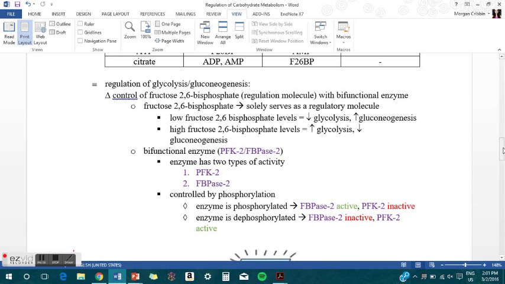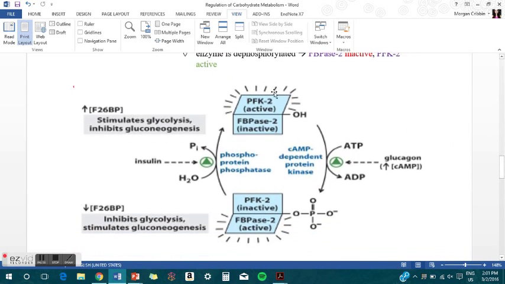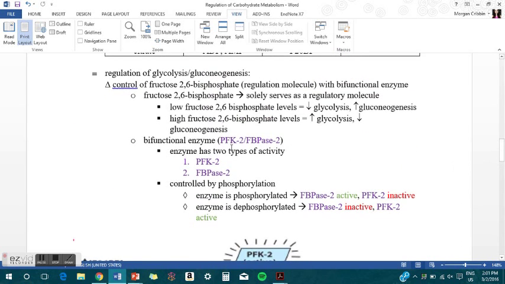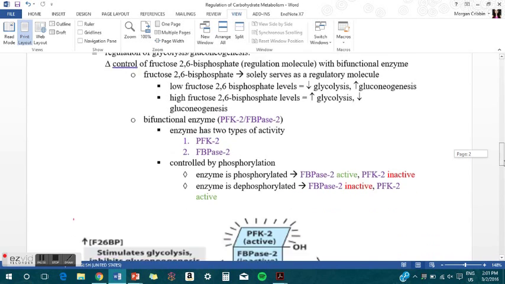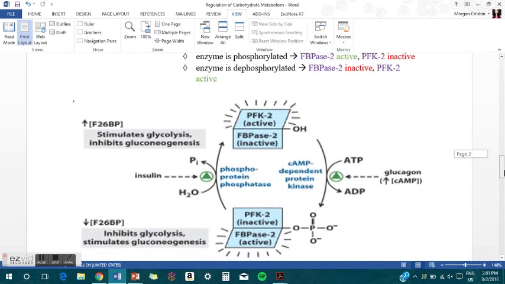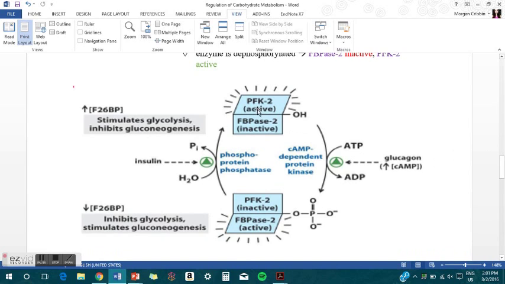So this bifunctional enzyme that we can control the fructose 2,6-bisphosphate levels with is going to be a molecule that has two functional units, and each unit performs a different activity, and the activities are actually opposite of each other. So the molecule that we're going to see, right here, is composed of this PFK2 subunit and this FBPase2 subunit. And the PFK2 subunit is going to be responsible for phosphorylating things. Remember, it's a protein kinase, phosphofructokinase 2.